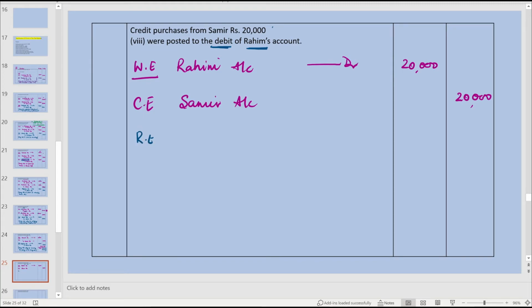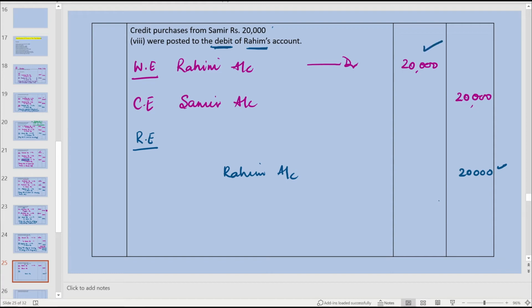So how are you going to rectify? The rectification entry for this case would be, now you see again only one account head is getting affected and they have debited Rahim's account. So I will show it to you here. First of all, to get away with Rahim's debit, we need to credit Rahim's account. So I will say Rahim account credit.